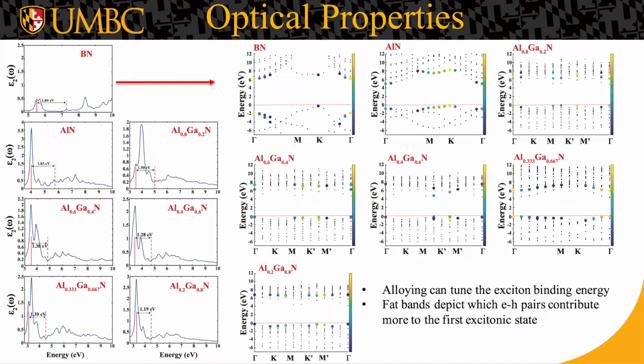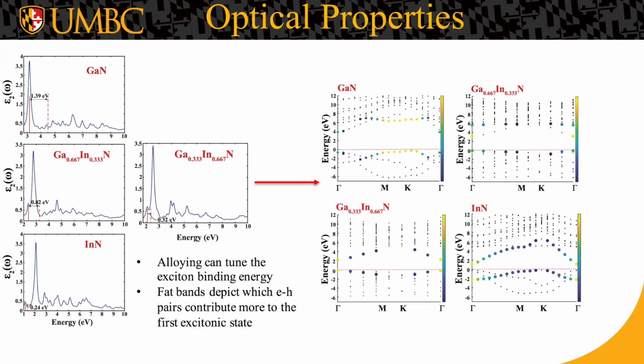From this picture, we can observe which electron-hole pairs contribute more to the first BSE eigenstate. We observe that direct transitions at either the VBM or the CBM contribute most to the first excitonic peak. From this slide, we see a similar trend as indium is introduced into gallium nitride.